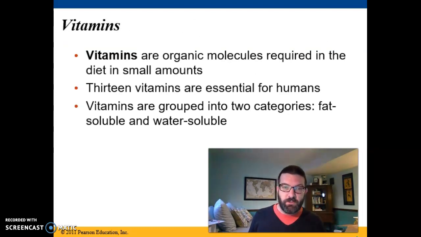Vitamins, as we mentioned, are essential micronutrients that are organic. Micronutrients doesn't mean we don't need them as much. It means we don't need as much of them, right? So we need them to survive, but we need them in very small amounts. So they're micronutrients. And organic micronutrients are vitamins.